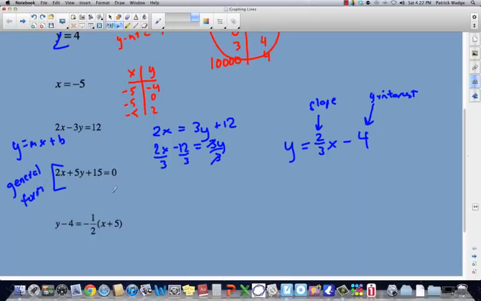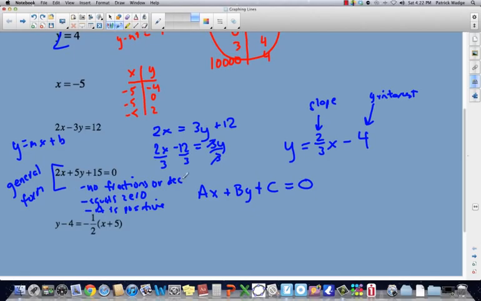Remember, with general form, there's no fractions. It equals 0, right? And A is positive. The actual form of general form is AX plus BY plus C equals 0. So there you go. Has to be 0 here. A and B and C cannot be fractions or decimals. So they have to be whole numbers or integers. And A, in fact, can't be even an integer. It has to be a whole number. A has to be positive. See, the 2 is positive here.